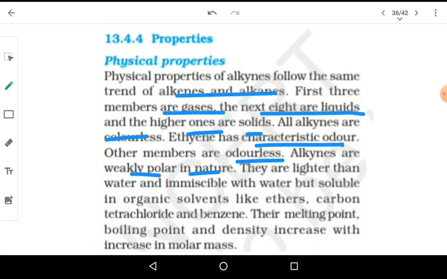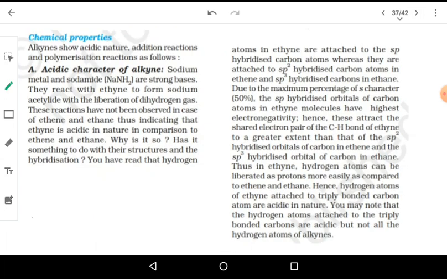They are lighter than water and immiscible with water, but they are soluble in organic solvents like ethers, carbon tetrachloride, and benzene. Their melting point, boiling point, and density increase with increase in molar mass, just as we have seen in the case of alkenes and alkanes. Now let us move on to the chemical properties of alkyne.